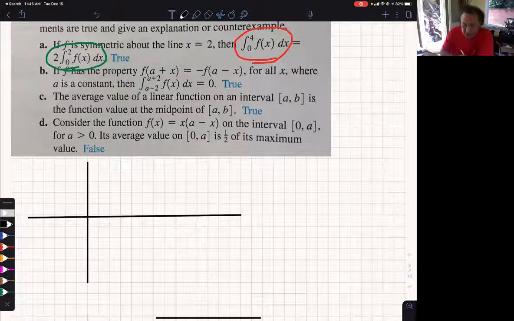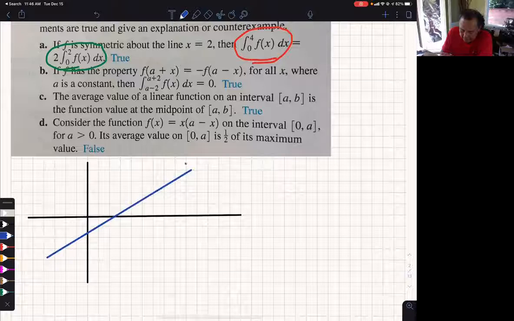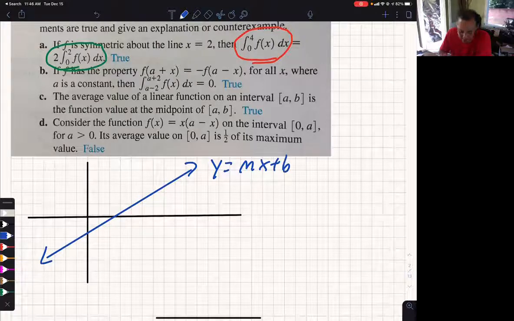Okay? So here we go for part C. A linear function is a line. So I'm going to draw a line. And the equation of a line is mx plus b. That's the most general form. And I'm going to integrate from, okay, it says A to B, but I already have B here. So I'm going to change that to C. We're going to go A to C. So we want the net area from A to C.